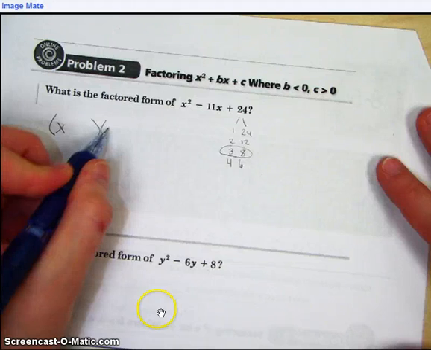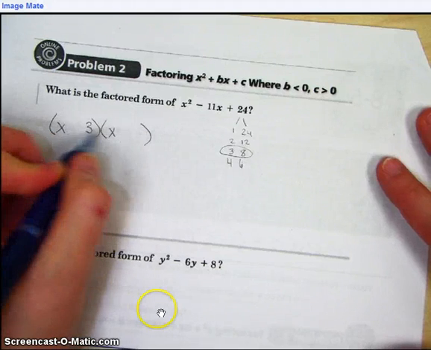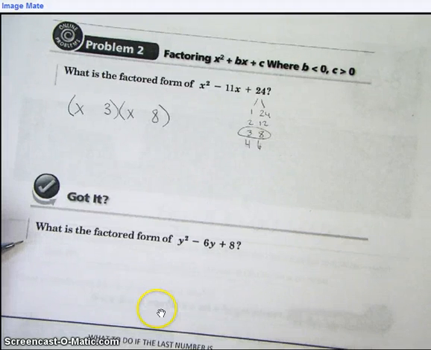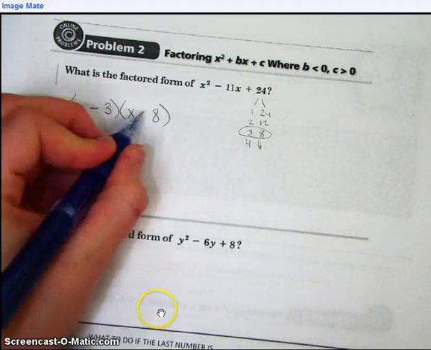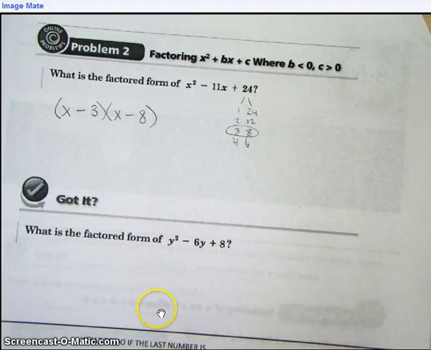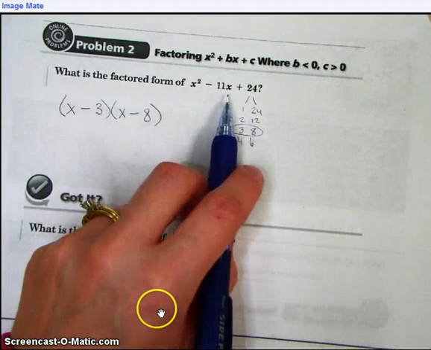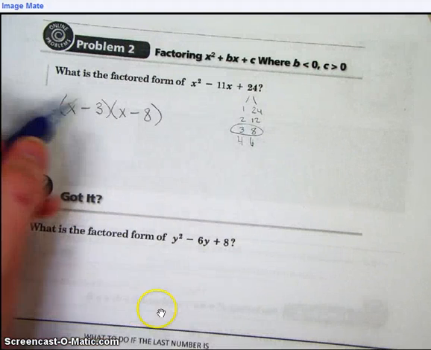Let's put them in. x, x, 3, 8. Now this time, the 11 would have to be negative. So make both of those signs negative. Let's double check and make sure that that would give us a negative 11 and a positive 24. This is our check.